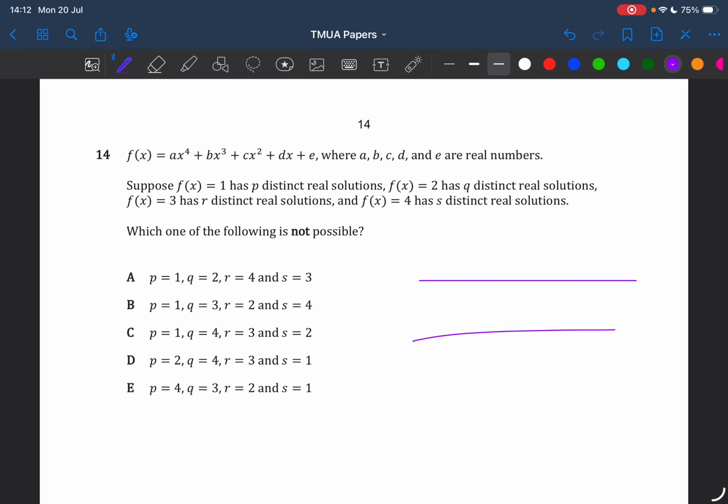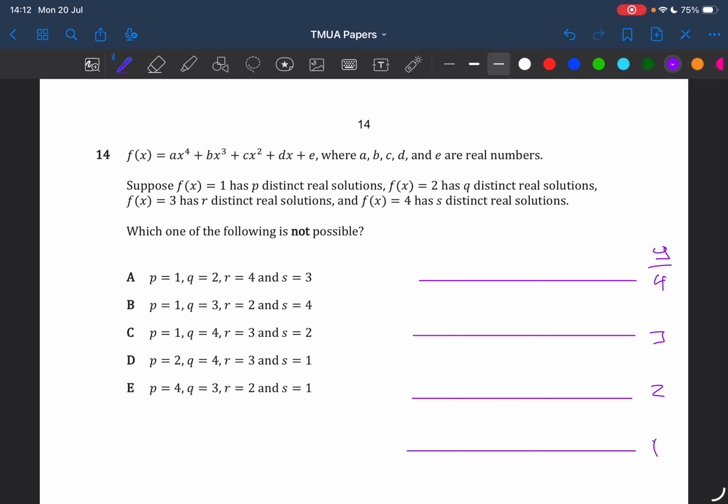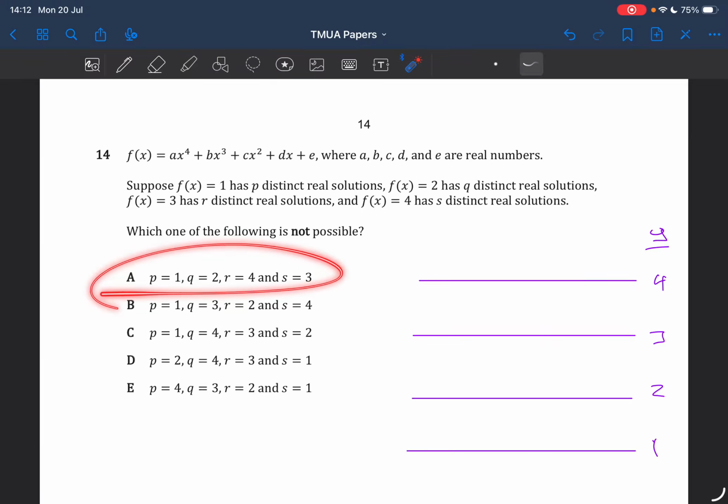4, 3, 2, and 1. So this is the value of Y on this side. 4, 3, 2, and 1. Let's move that up a little bit. And we want to have so many solutions at each of them. How many solutions are given by these bits?